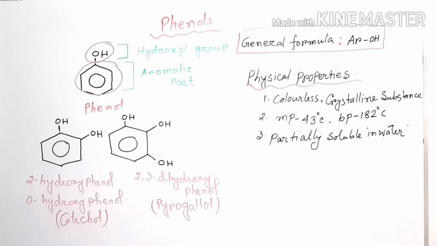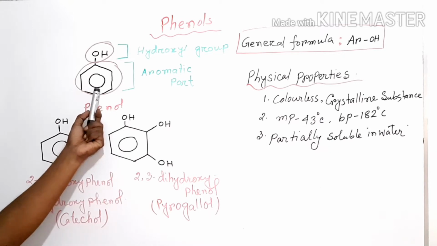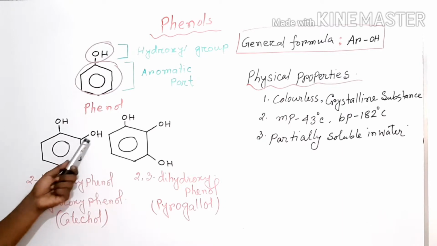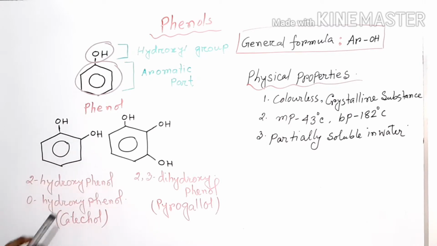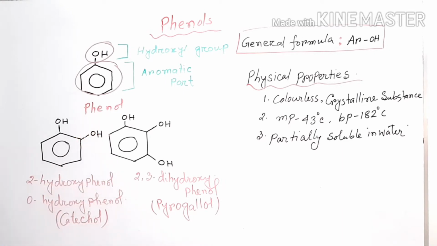There are three types of phenol we get. This one is monohydroxyphenol, that is monohydric phenol. This one is dihydric phenol, because here two hydroxyl groups are present in this compound. The name of this compound is 2-hydroxyphenol, and another name is orthohydroxyphenol, because this hydroxyl group is present in ortho position.